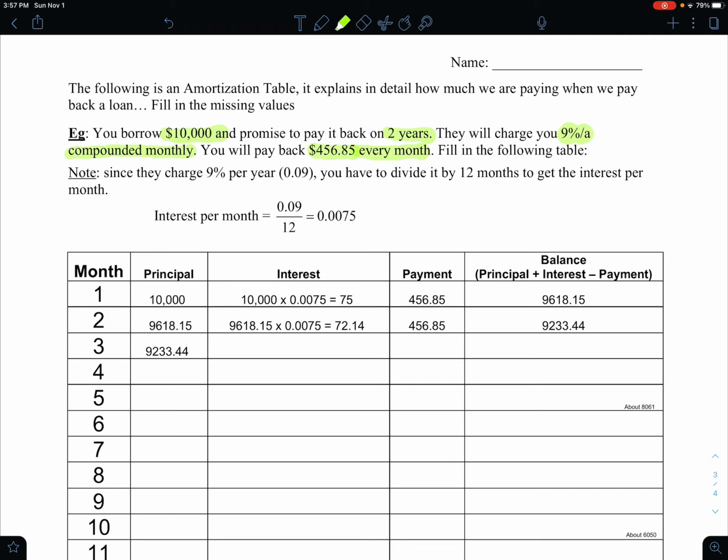Now, how did that number come about? We're going to get to that in a couple more lessons. For now, just take it as the answer. So $456.85 will get us to have nothing left at the end. Fill in the following table.